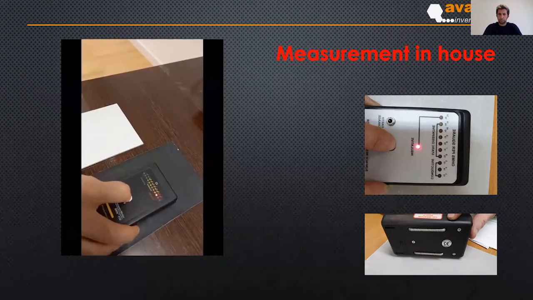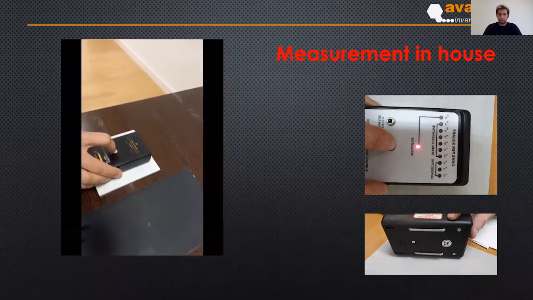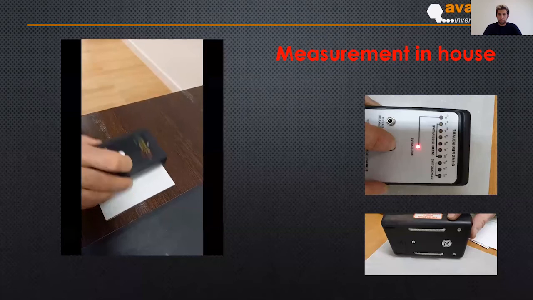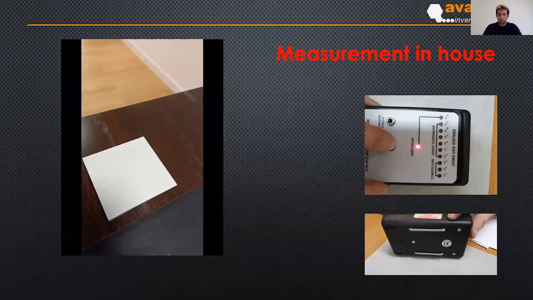This kind of system shows conductivity or resistivity in a range. It means we are not talking about an exact number, but about a range, such as 10 to the 5, 10 to the 7, 10 to the 9 ohms.